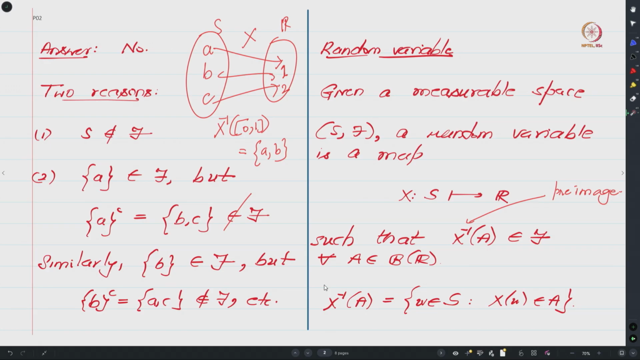So let me quickly summarize. Let (S, F) be a measurable space, then a random variable is a function X that goes from S to R with the property that X inverse A must belong to F for all A in B of R, where X inverse of A is defined in the following sense.